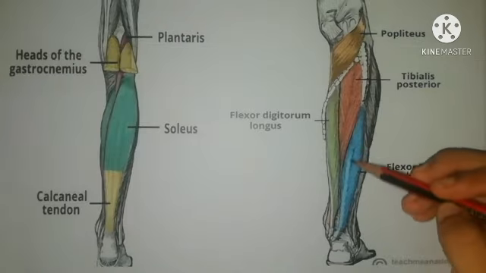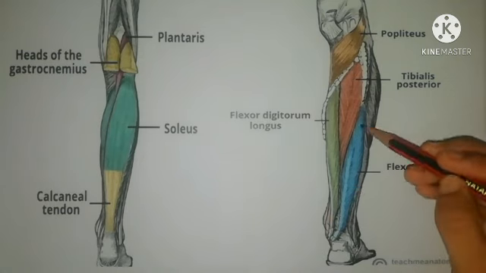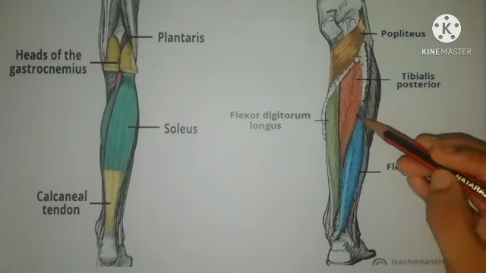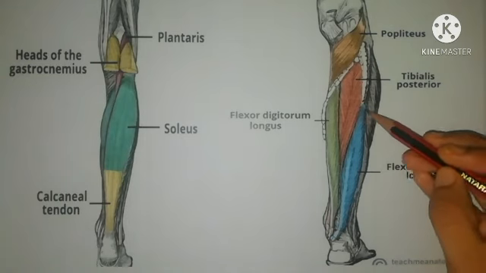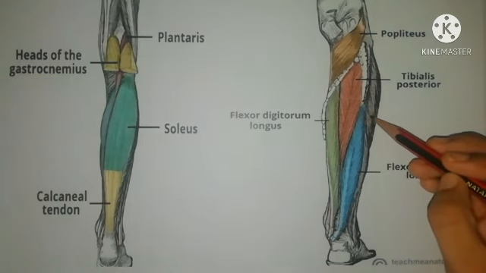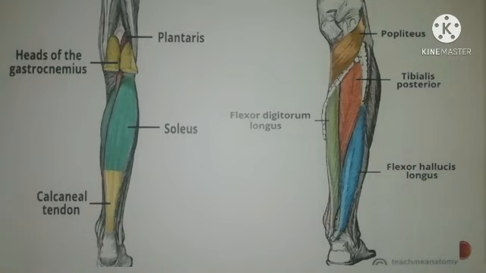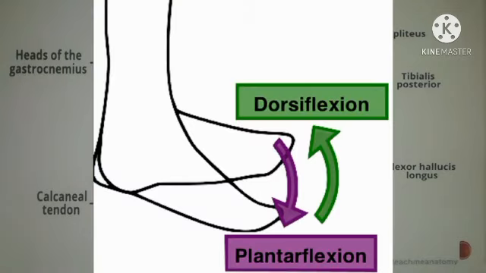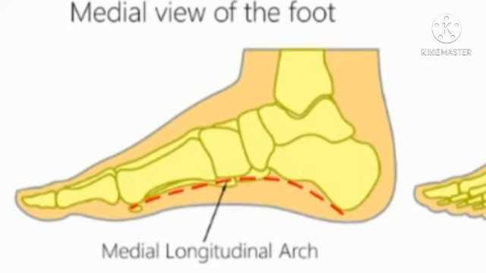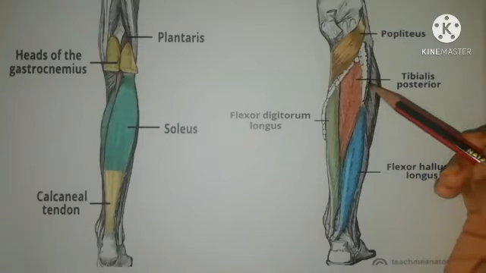Flexor hallucis longus. This is the muscle. Origin of this muscle is from lower 3/4 of the posterior surface of the fibula and interosseous membrane. Insertion is in the plantar surface of the base of the distal phalanx of big toe. The nerve supply is tibial nerve. Action is plantar flexion of the ankle joint, and it also supports the medial longitudinal arch of foot.